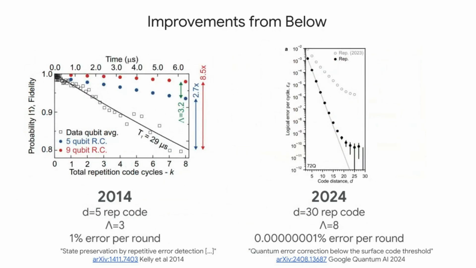And here we have the lambda plot from the two papers. For the rep code specifically, they had a lambda of 3. Now we have a lambda of 8, although saying there's a lambda of 8 when we have this noise floor, I'm not sure how I feel about that. But the noise floor is at least many orders of magnitude lower than what was achievable back in 2014.